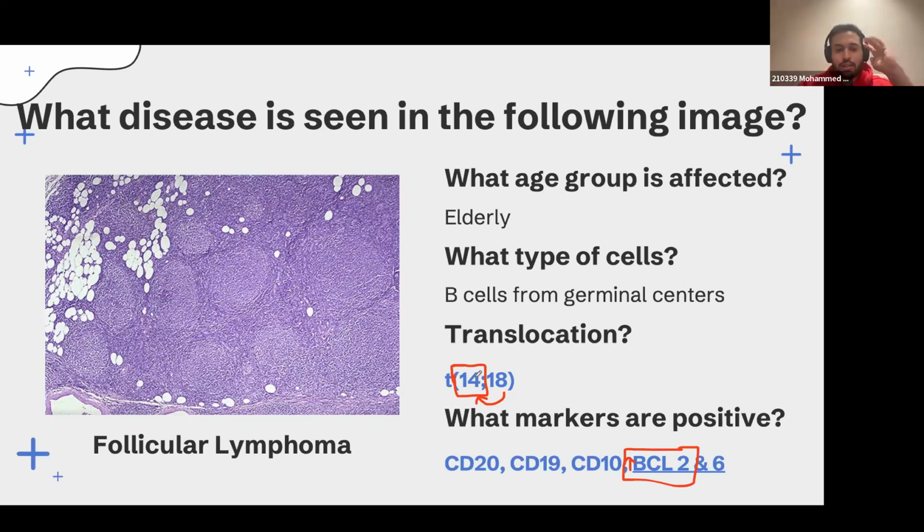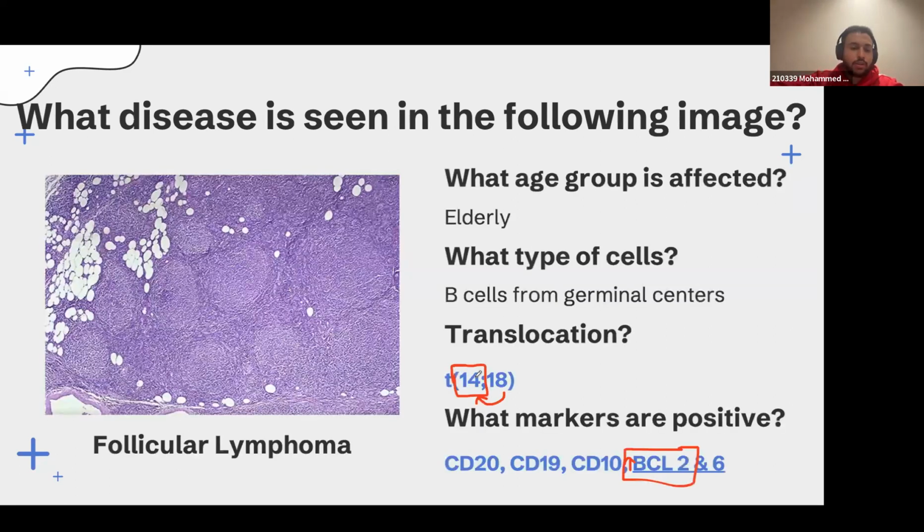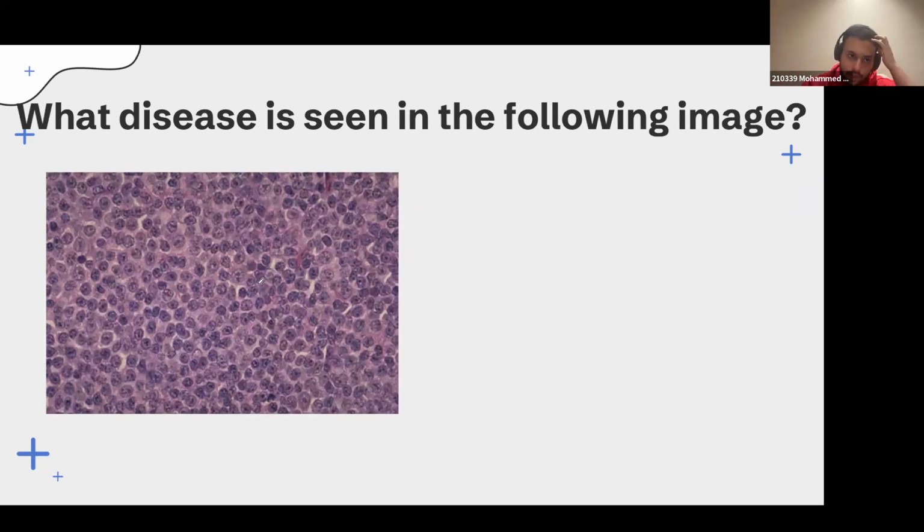Okay, so let's go to the next one. What's this one, guys? Mantle cell lymphoma. Perfect, guys. Good. So mantle cell, if you look into the follicles, will be around the germinal center, just for the concept's sake.